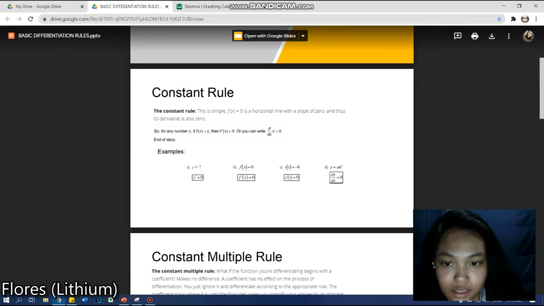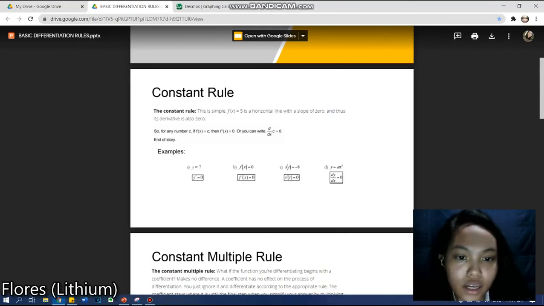The same with our second example, f of x is equal to 0. Its derivative is equal to 0. And negative 8 is equal to 0. There's no difference in the fourth example. This is because, although it is written like that, it is still acting as an ordinary number. Thus, it is equal to 0.